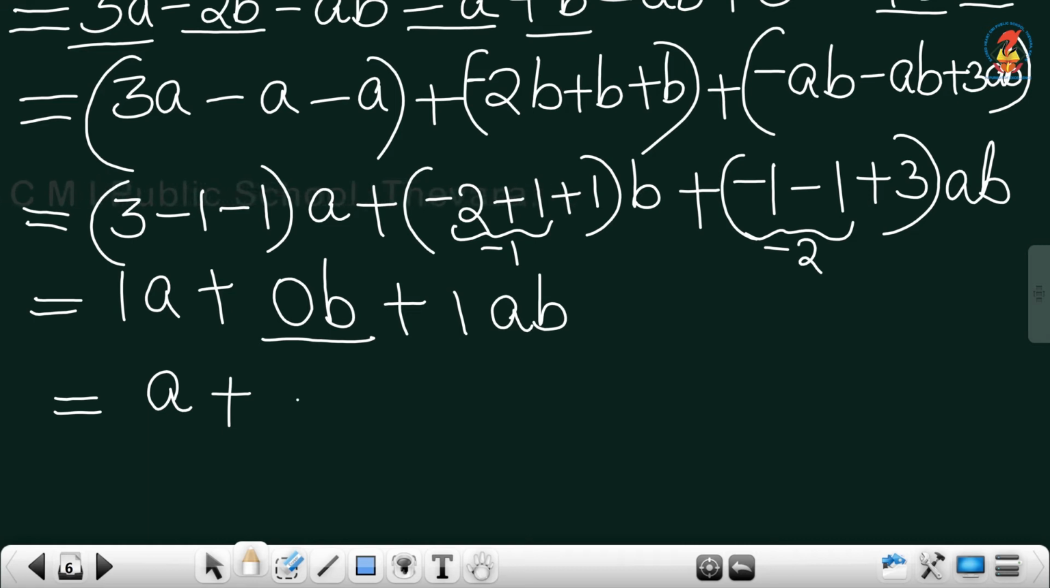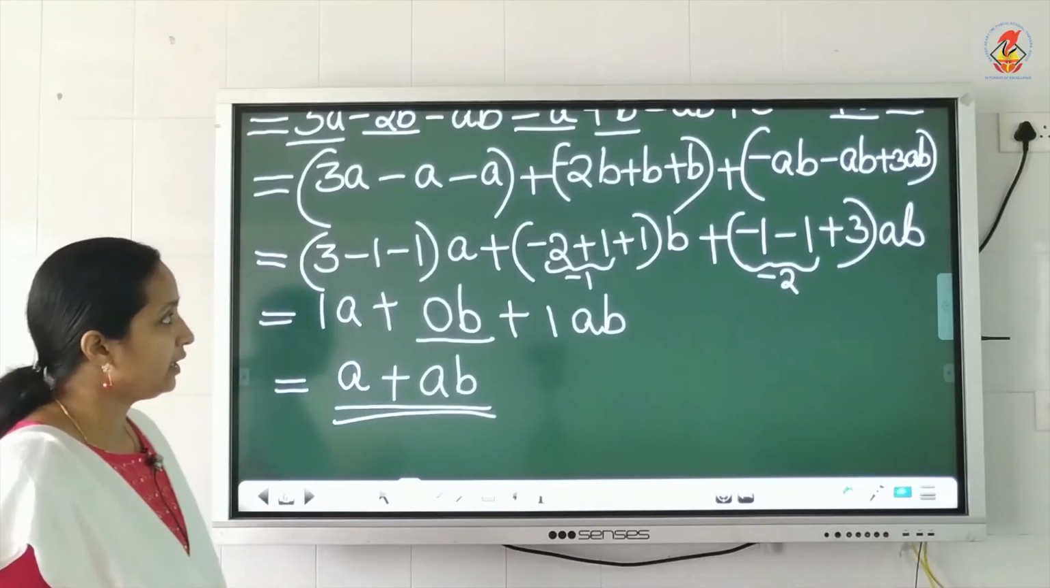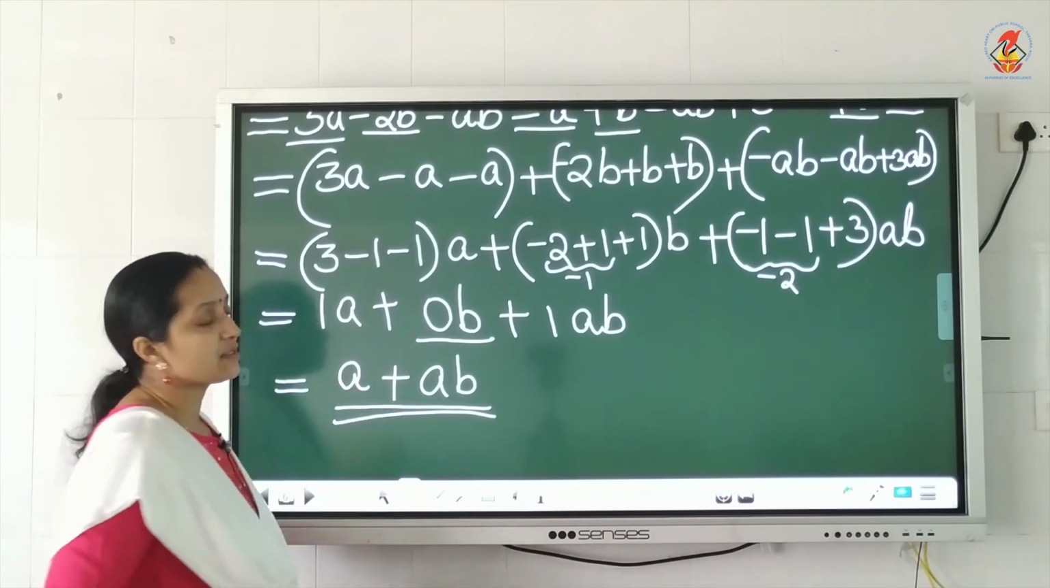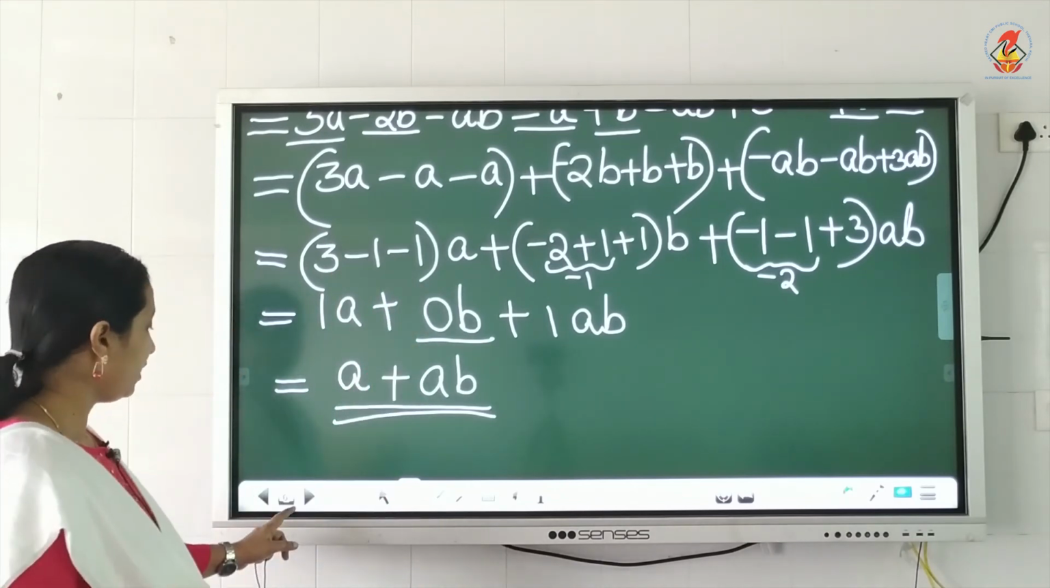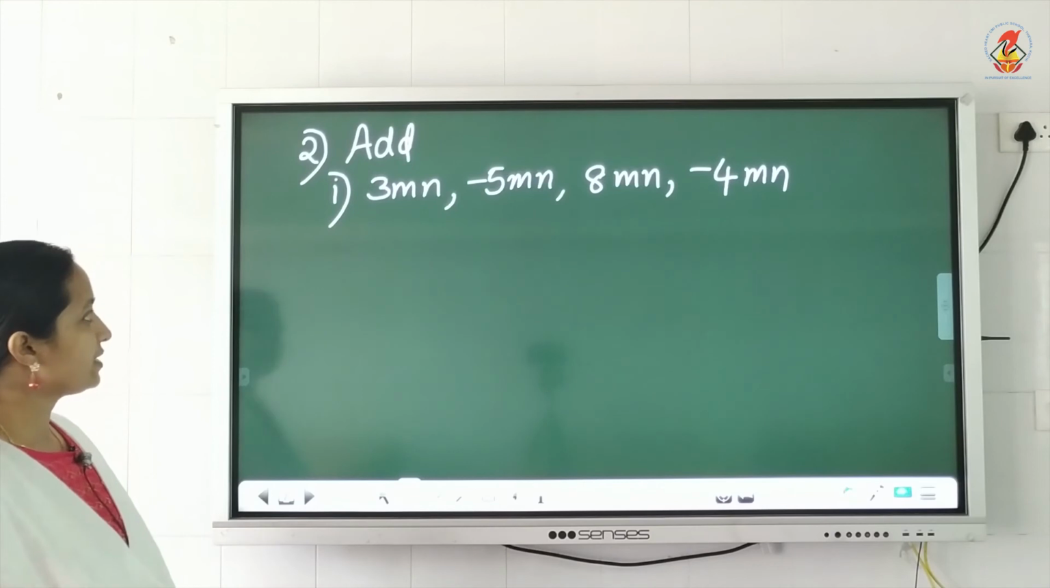Here, what is the variable here? 1, so we can write it as A plus AB. Okay, what is the answer for this question? A plus AB. Okay children, group the like terms and solve the groups. You will get the answer. Now move to the next question.